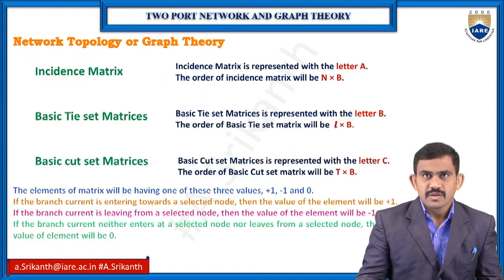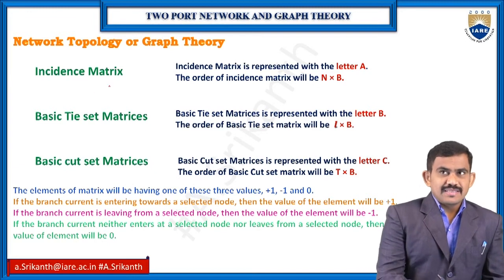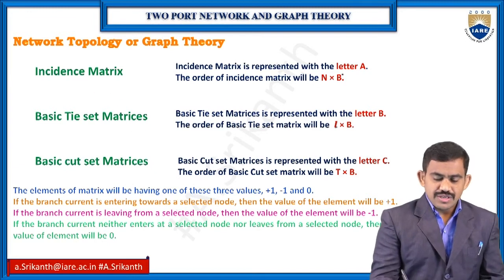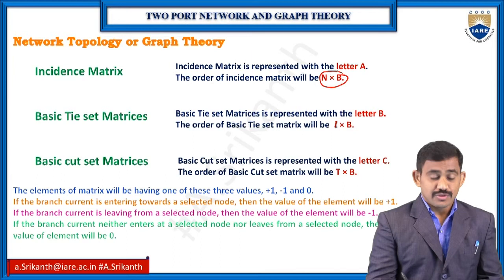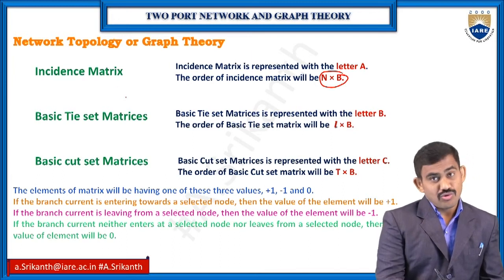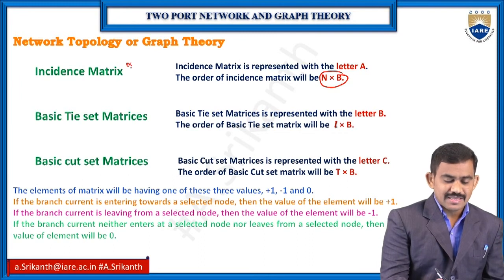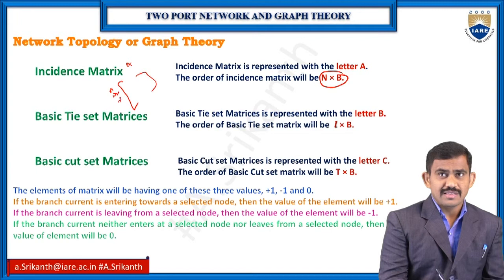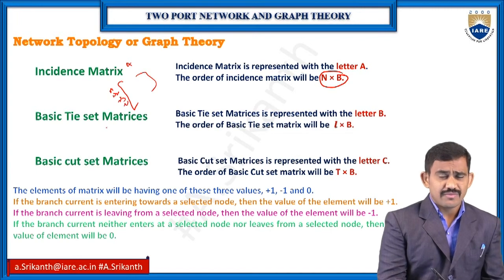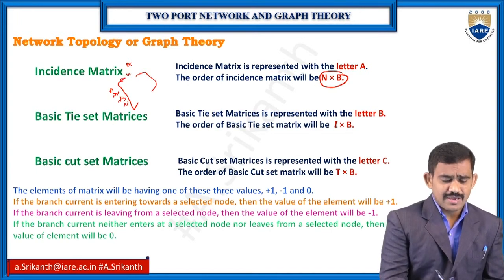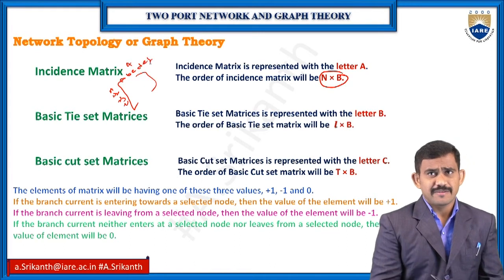We'll check it now. So the incident matrix is number of nodes into branches. In the circuit we have the nodes as well as branches. That matrix, the incident matrix, is the A matrix. That matrix is number of nodes: n1, n2, n3, n4. Nodes into branches A, B, C, D, E, F.